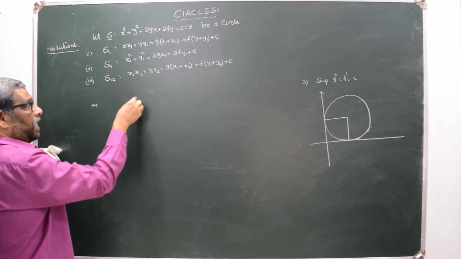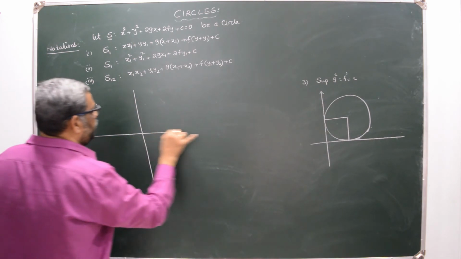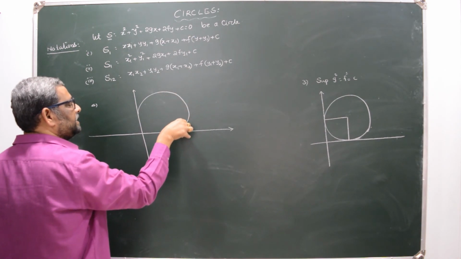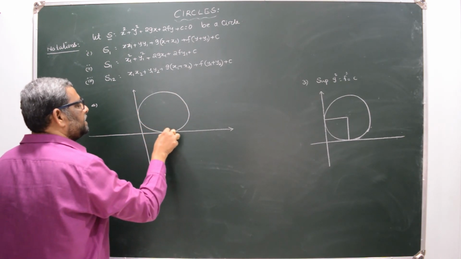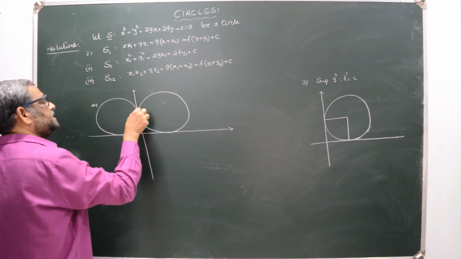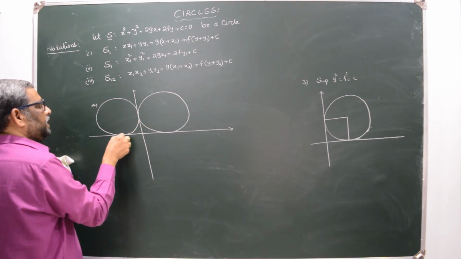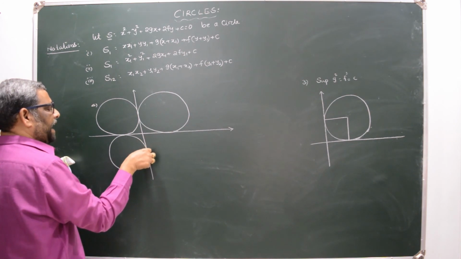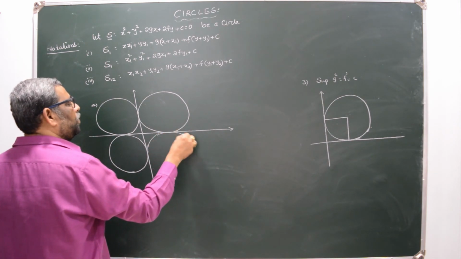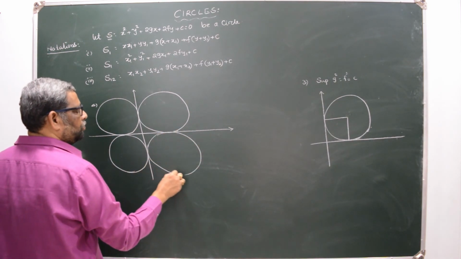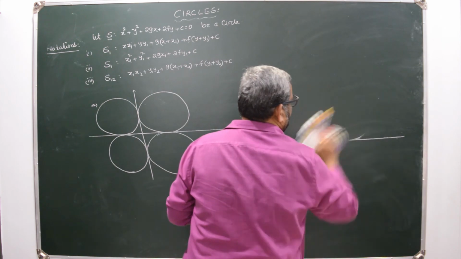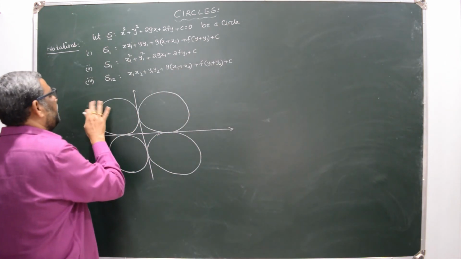But how many circles touch both the coordinate axes? You can draw one circle like this. This is a circle touching both the axes in the first quadrant. This is a circle touching both the axes and lies in the second quadrant. This is a circle touching both the axes and lies in the third quadrant, and this is a circle touching both the axes and lies in the fourth quadrant. So you will get only 4 circles which touch both the axes and completely lie in one quadrant.